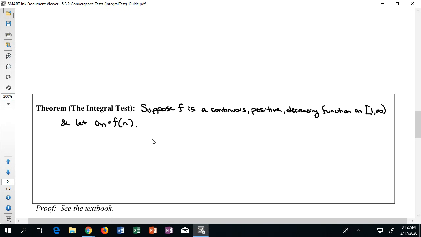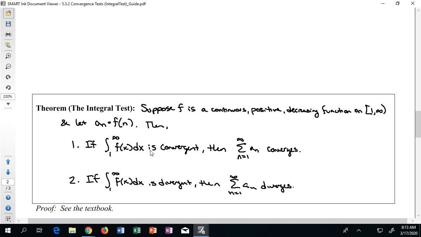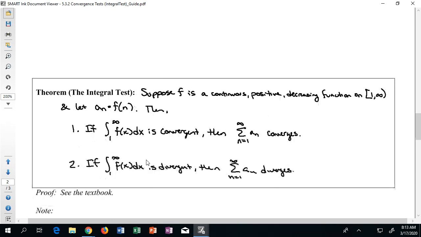Okay. If I meet all of those things, then I can reach one of two different conclusions that we saw above. If the improper integral of f of x is convergent, then our series converges. And if the integral is divergent, then our series diverges. Essentially, whatever the integral does, the series follows suit. The series does the same thing.